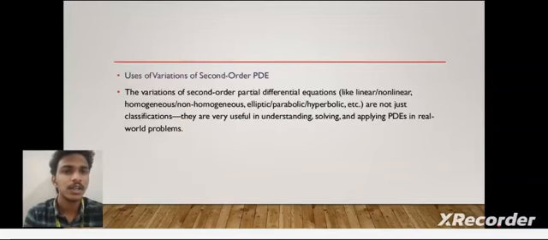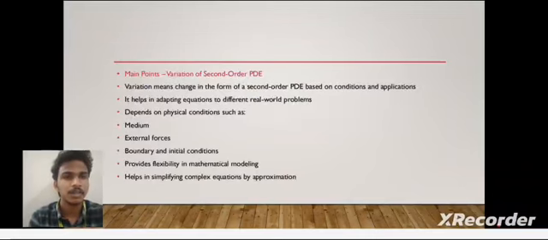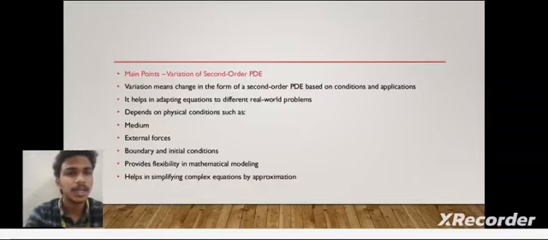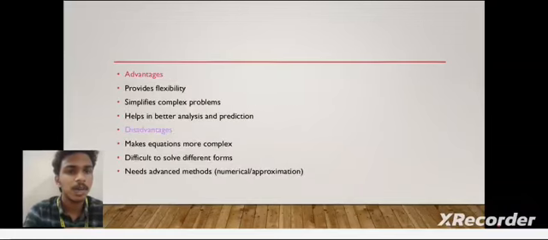Use of variations of second order PDE. The variations of a second order partial differential equation are not just classifications, they are very useful in understanding, solving and applying PDEs in real world problems. Main points of the variations: variation means changing the form of a second order PDE based on conditions and application. It helps in adapting the equation to different real world problems depending on physical conditions such as medium, external force, boundary and initial conditions. It provides flexibility in mathematical modeling and helps in simplifying complex equations by approximations.